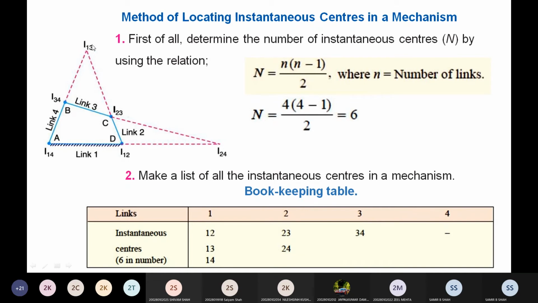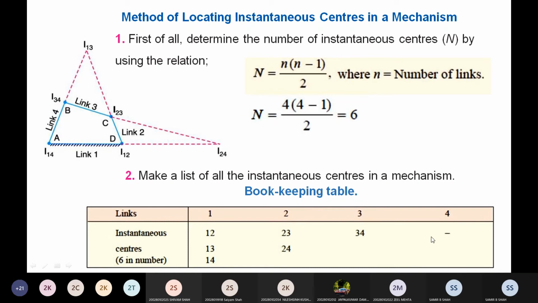Same way, it may start with I13 and I14. Wherever the first number is 1, three centers are generated: I12, I13 and I14. Same way, link 2: where the second number is in the first place, that is I23 and I24. If you talk about 3, then I34 only. And if you talk about 4, then there is no other.